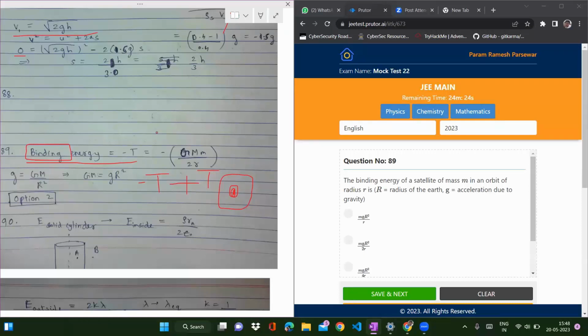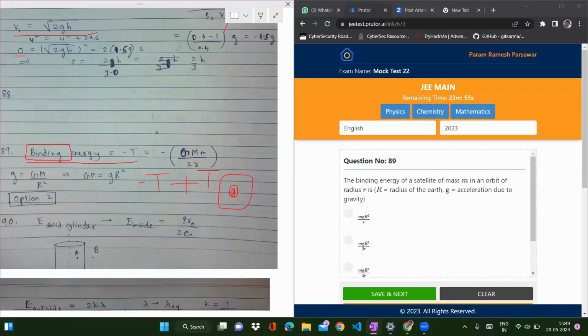The total energy will become greater than or equal to zero, and so the system will not remain bounded, and it will leave the Earth. The satellite will leave the Earth. So that's the concept of binding energy, which is keeping the satellite bounded to the Earth or any system of such two bodies.